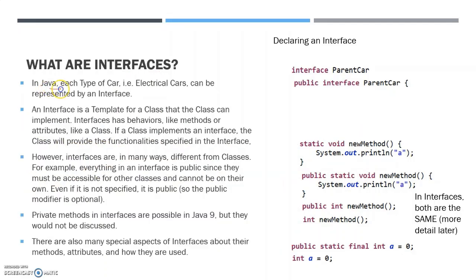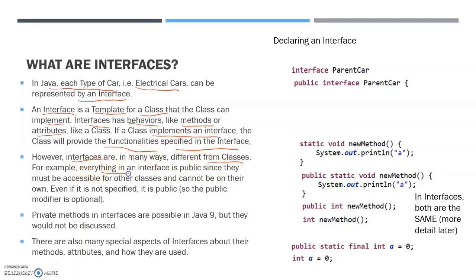In this example, in Java, we can represent each type of car, for example electrical cars, with an interface. An interface is a template for a class that a class can implement. Interfaces, like classes, have behaviors, including methods or attributes. If a class implements an interface, the class will provide a functionality specified in the interface. However, interfaces are in many ways different from classes.